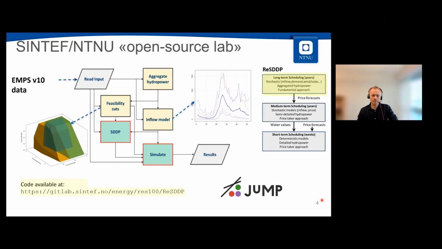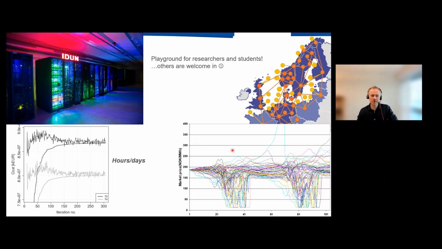And what more? Yeah, so this has become a playground for us, researchers and students. And of course, others are welcome in to take a look, try out, and further develop this code.